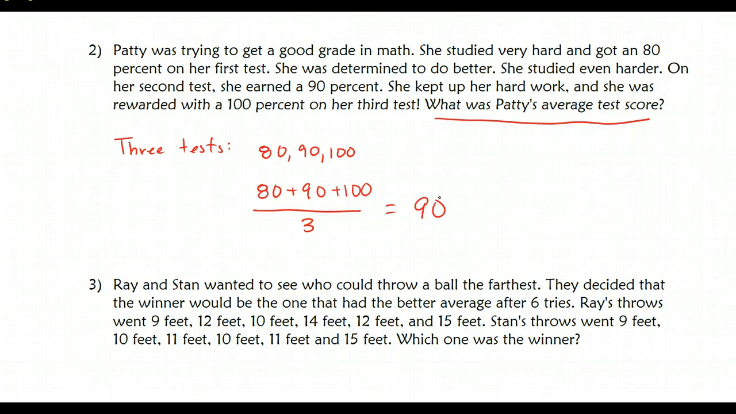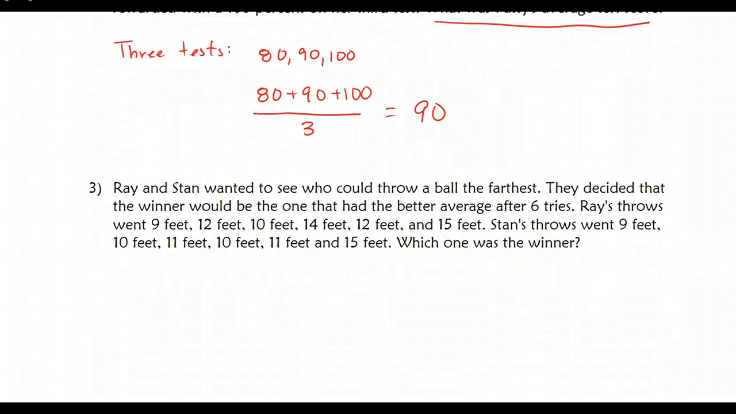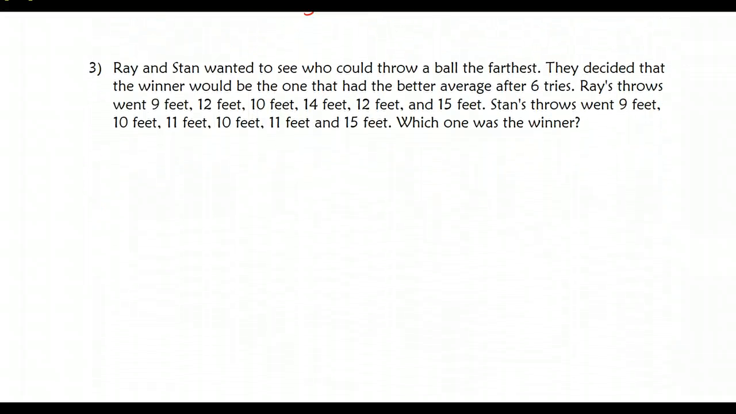Okay, the last question that you are going to do, I would like you to pause the video, read this question, try it on your own, and then play back the video. So Ray and Stan want to see who can throw a ball the farthest, and they decide that the winner would be the one that had the better average after 6 tries. I'm going to underline this because I think that's going to be important. It says Ray's throws went 9 feet, 12 feet, 10 feet, 14 feet, 12 feet, and 15 feet. So I'm going to also write that down.